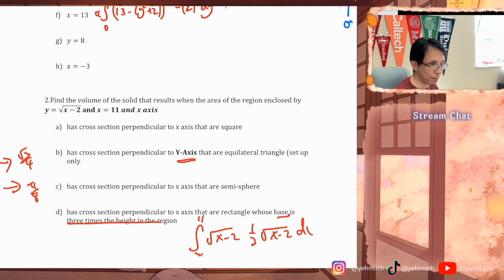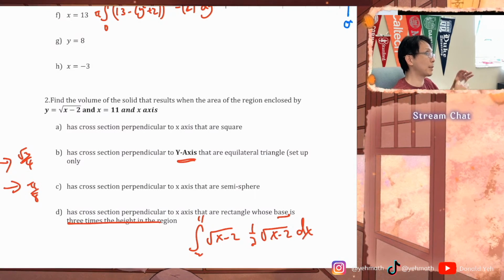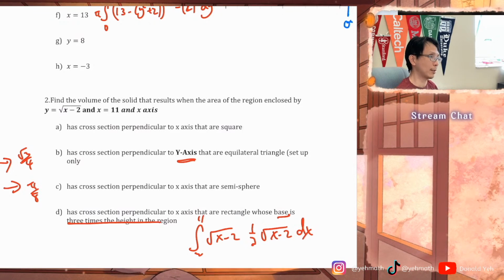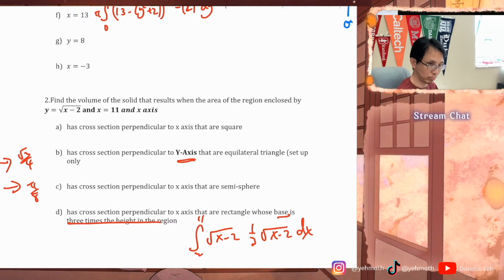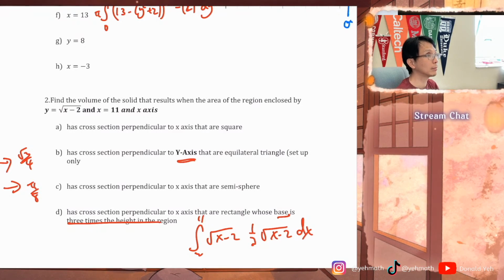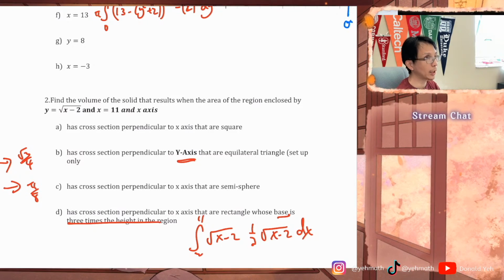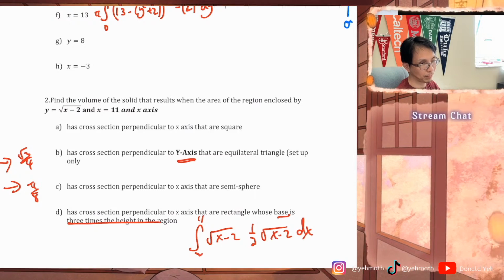But is there a pi or no pi in this case? No pi if it's a cross section, because every shape is not a circular disc. Everything is a rectangle. So why did you multiply it twice? Because it's base times height. How do you know it's 1/3 and not 3? It says in the question. Read it: base is 3 times the height.